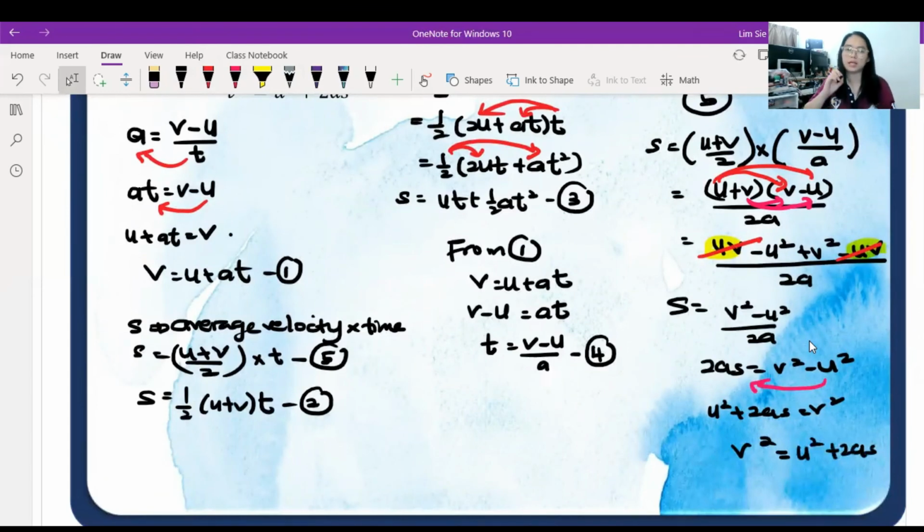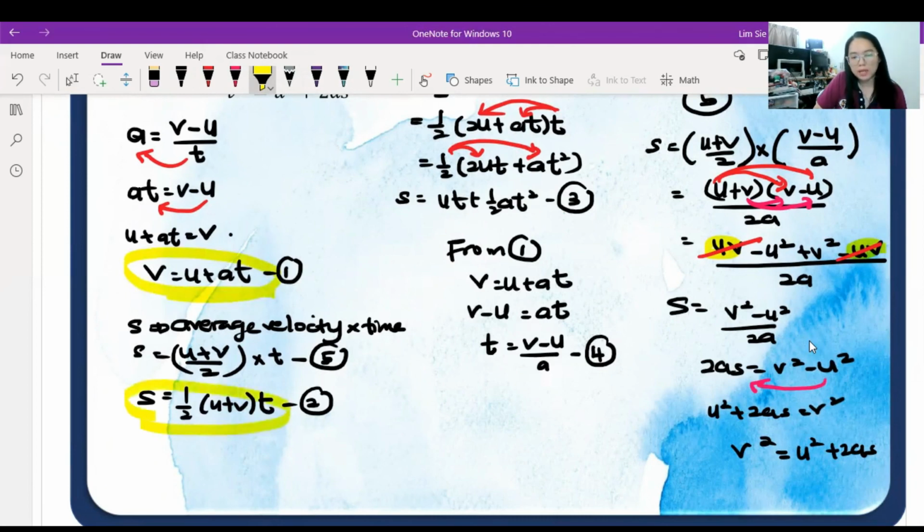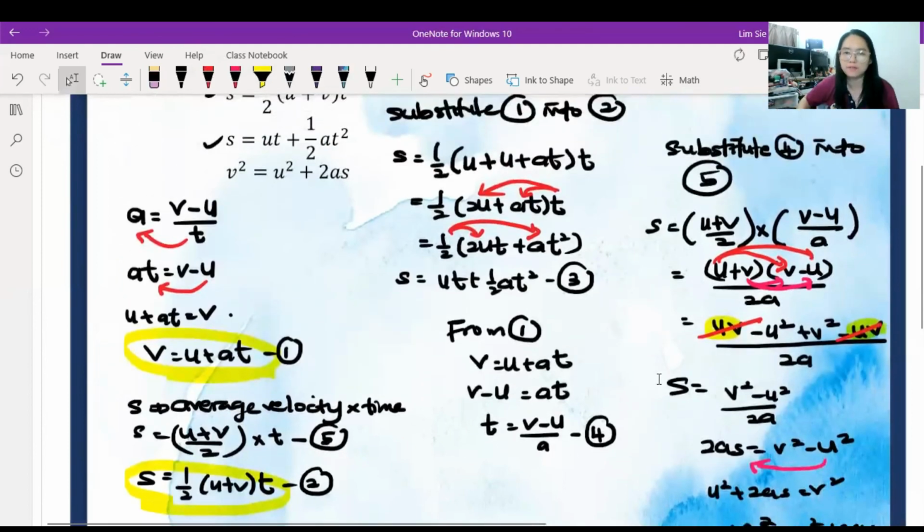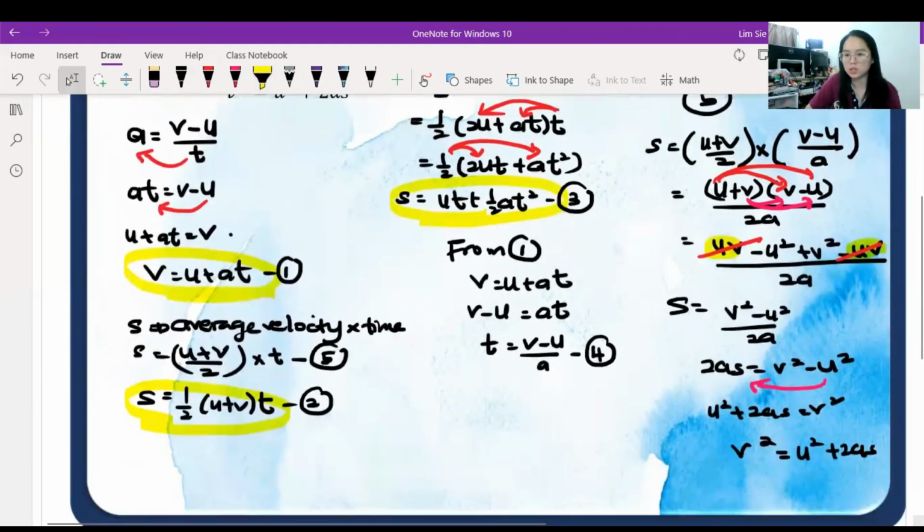This is how I get all four formulas. Let me refresh it again. What are my four formulas? First one, V is equal to U plus AT. Next one, S equals 1 over 2 (U plus V) multiplied with T. Then S is equal to UT plus 1 over 2 AT squared. And last one, V squared is equal to U squared plus 2AS.